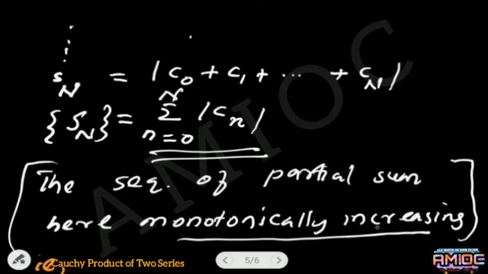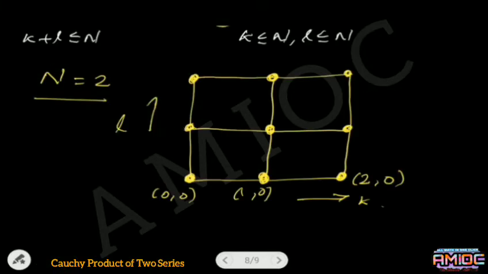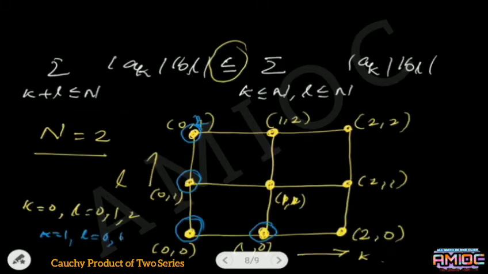Partial sum is monotonically increasing. Here 0, 1, 1, 2. k equal to 1, L equal to 1 represents this point.